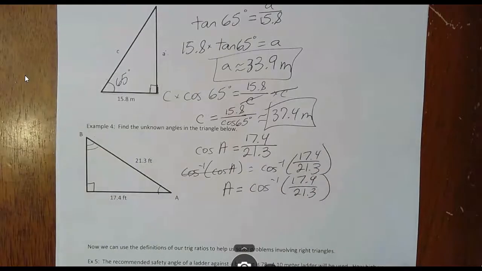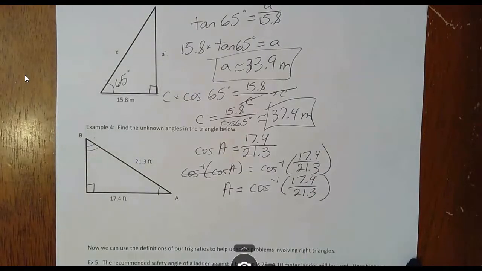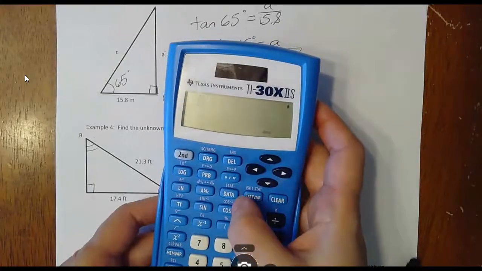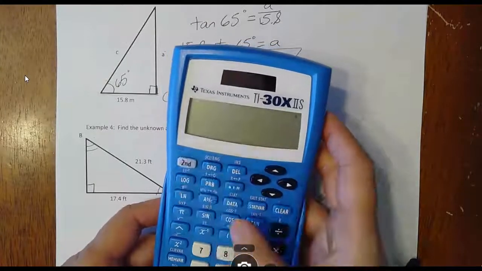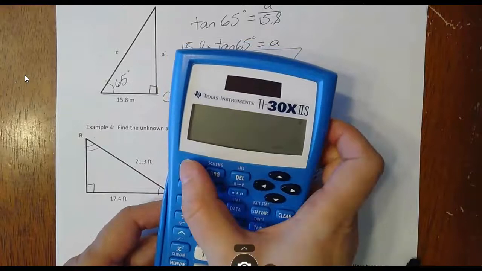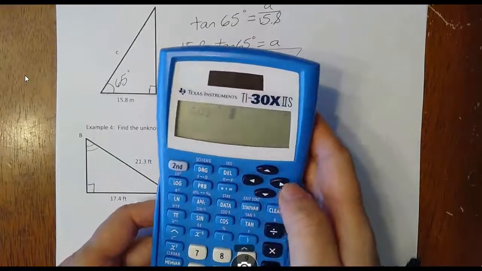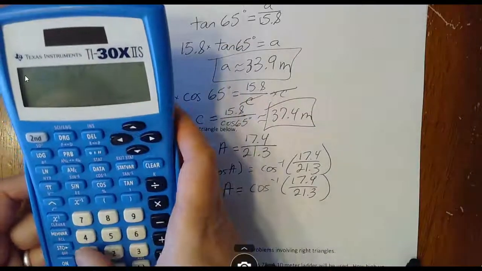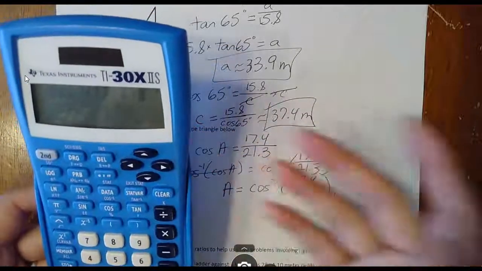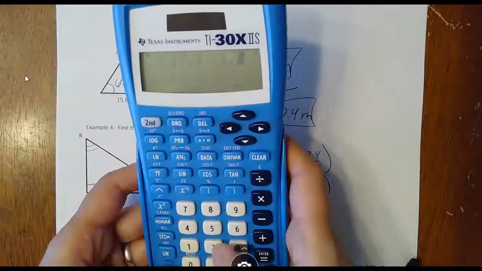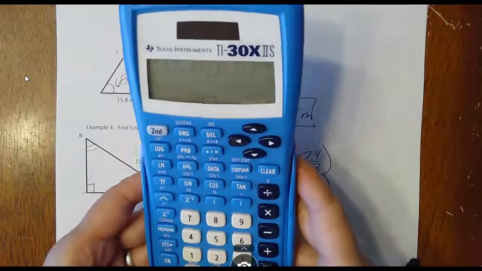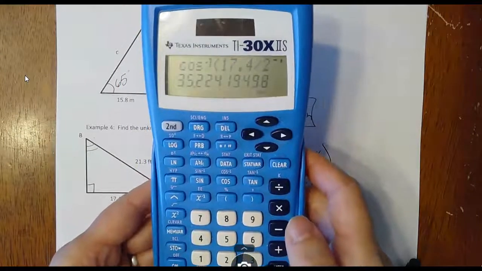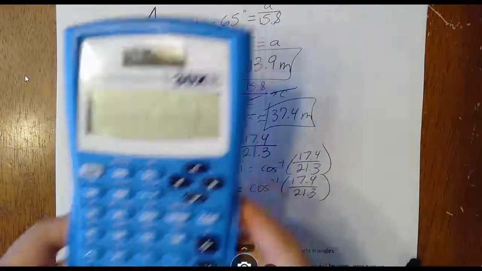And your calculator will have an inverse cosine button somewhere. For my calculator, it's right above the cosine, so I have to press second and then cosine to get there. So second cosine gives me that inverse that I'm looking for. So I'm going to do the inverse cosine of 17.4 divided by 21.3, like that. Close my parentheses off and press enter. And it's about 35.2 degrees.